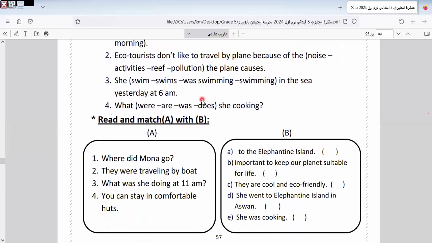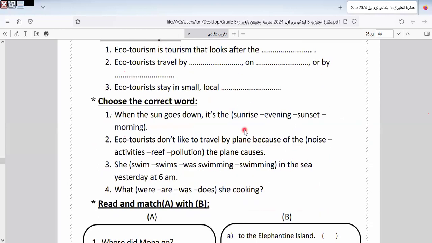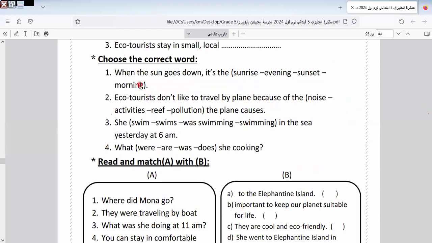The teacher comes into your classroom and reads the text, then you answer the question as you listen. When the sun goes down, it's what? Sunrise, wrong. Evening, wrong. Morning, wrong. Because when we say the sun comes up, it will be in the morning. So it will be sunset.